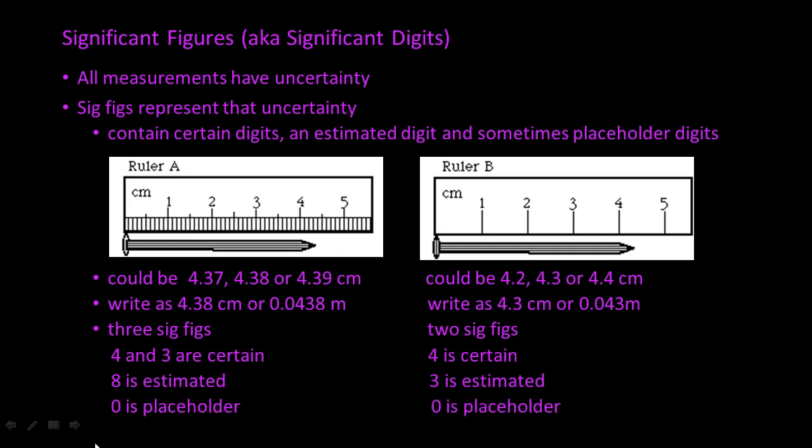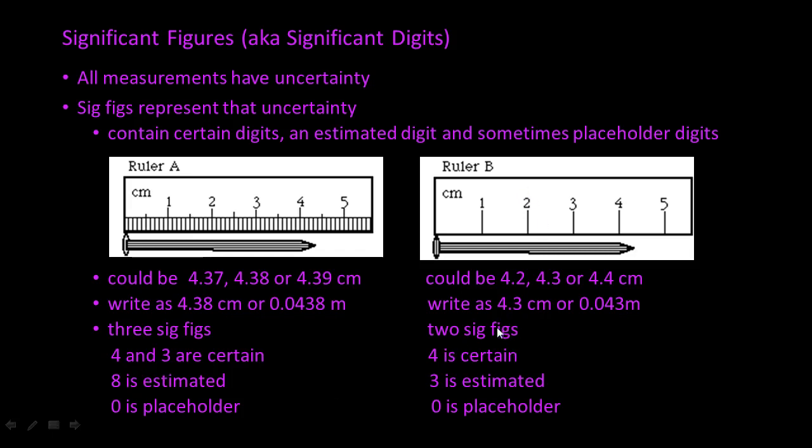And then lastly, let's talk about placeholders. The zeros in 0.0438, these two zeros are placeholders. They're neither estimated nor certain digits. And similarly, over here, the two zeros are placeholders, neither certain nor estimated. So we can see that the number written to 3 sig figs has more precision, more certainty, because we have 2 certain digits and 1 estimated digit.